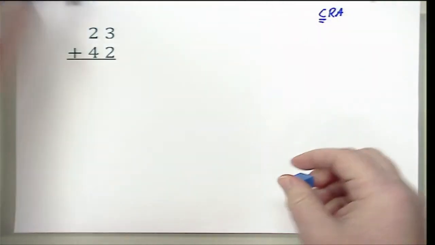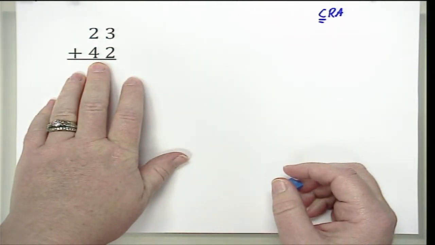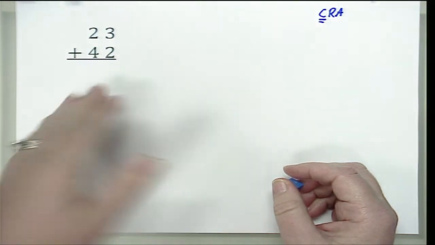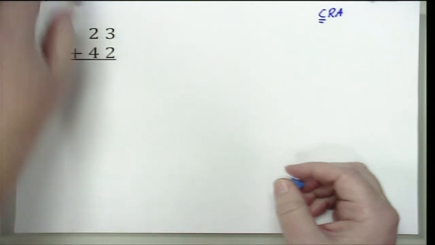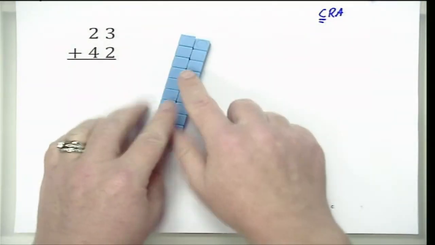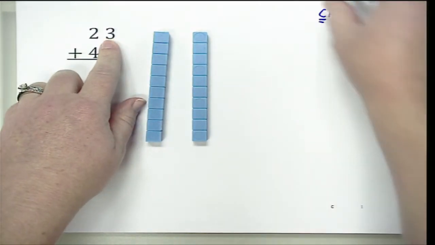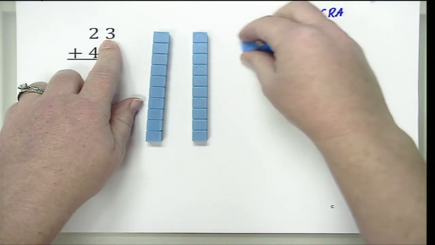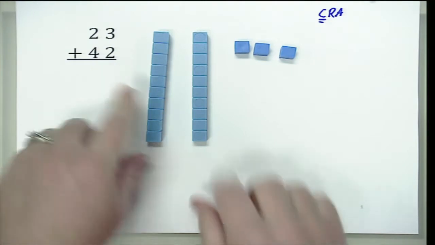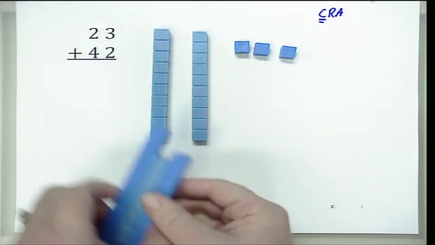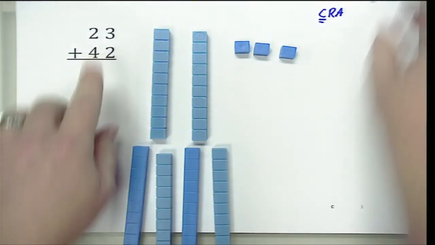So we're going to look at the equation. It looks like I have 23 plus 42. In order to model this equation, I'm going to first start with 23, and I can see that I have two 10s. So I'm going to put down two 10 sticks here. And then I also have three ones. 1, 2, 3. My next number is 42. So looks like I have four 10s, and I have two ones.